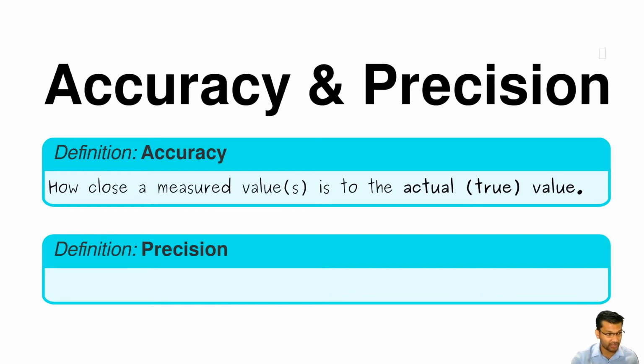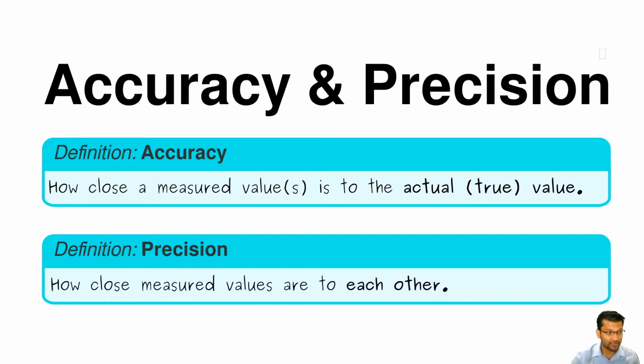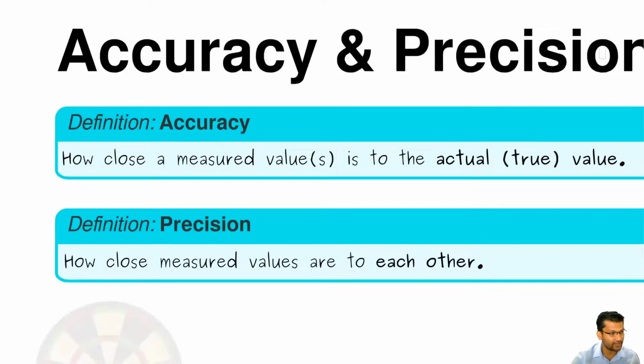However, precision is defined as how close the measured values using your instruments are to each other. In this example, you don't know how accurate they are necessarily because you don't know what the true value is. But if all the measured values that you have are close to each other, then they're precise. So these are the differences between accuracy and precision. But let's look at some examples of them in action.